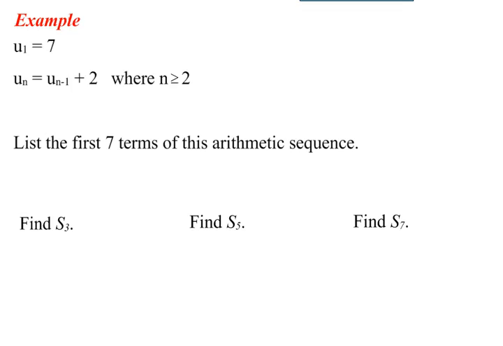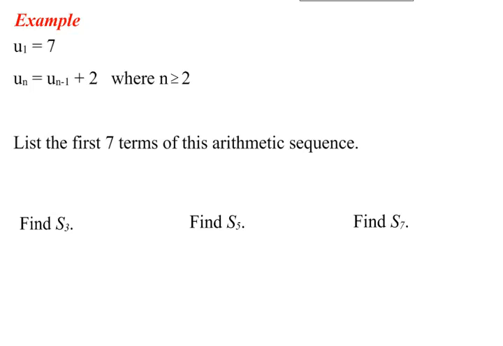So in this example, we're given some information right off the bat. We are told that u sub 1 equals 7. So we know that means the first term of the sequence is 7. We're also given the recursive formula of the sequence. U sub n equals u sub n minus 1 plus 2. This recursive formula simply tells us that to find the next terms of the sequence, we're going to keep adding 2 to them. It says list the first 7 terms of this arithmetic sequence.